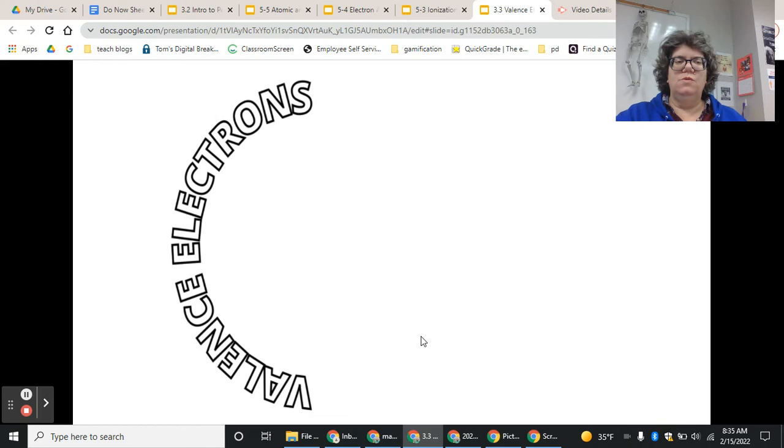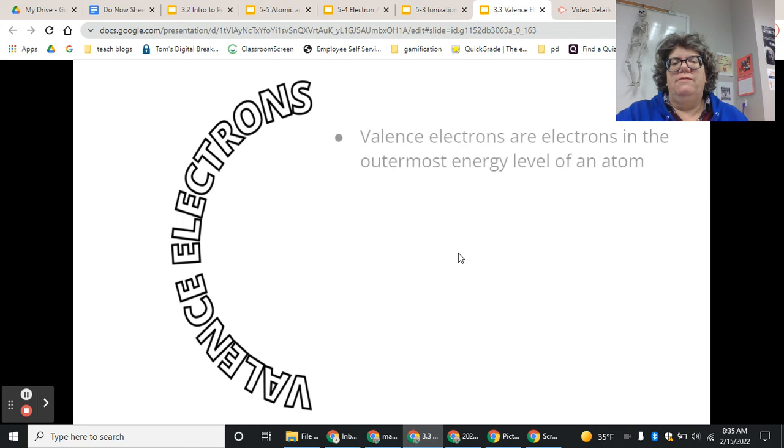Hey y'all, welcome to lesson 3.3, where we are going to talk about valence electrons. I put this way because that's the place in your notes I want you to start. So find that little curved line that says valence electrons, and we're going to fill in the space right there to start out. So first, a definition.